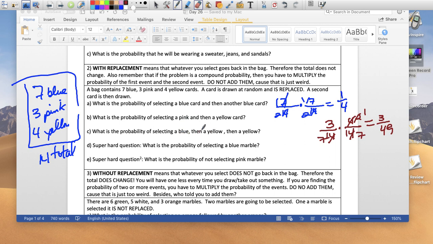What's the probability of selecting a blue, then a yellow, and then a yellow? Okay, so what's the probability of getting a blue card? Like we said before, there's 7 blues out of 14. You take a look at the first card, you put it back. Now in the second try, you want to get a yellow. There are 4 out of 14. Take a look at the card, put it back in the bag, and you're going for your third card. There's still 14 cards in there, and you want to get another yellow, which is 4 out of 14. So you had a 7/14 chance of getting a blue, a 4 out of 14 to get a yellow, and then a 4 out of 14 again to get a yellow. And you just multiply that out.